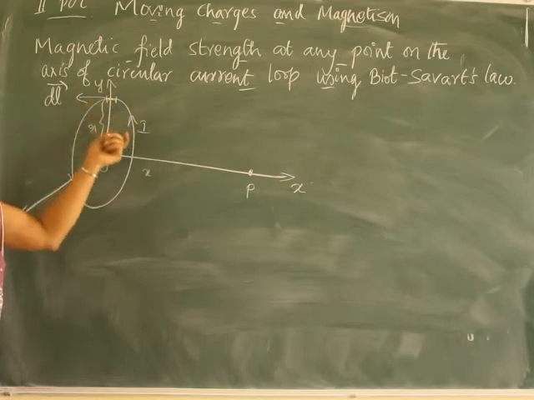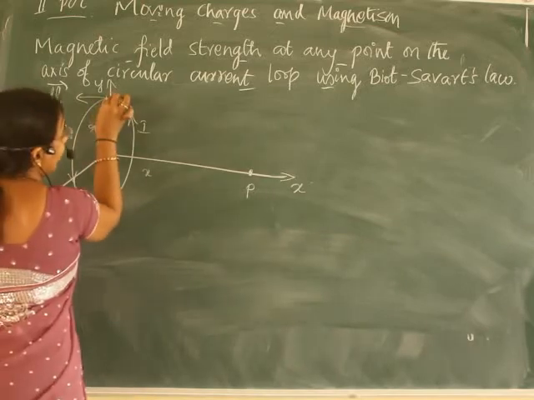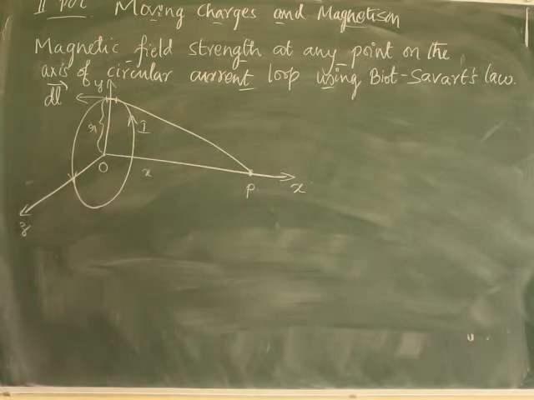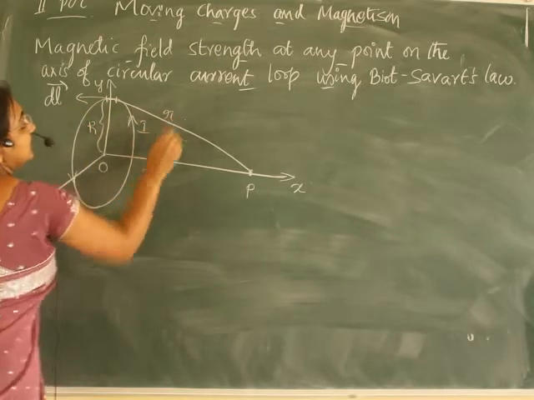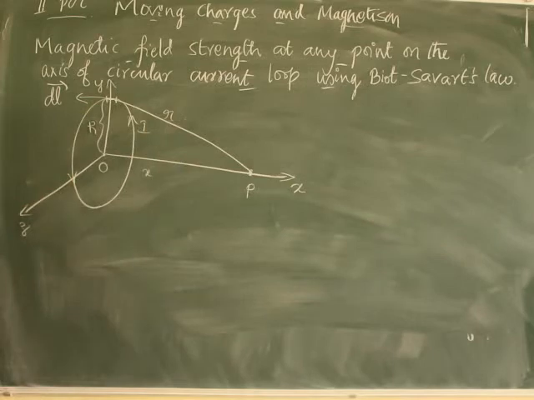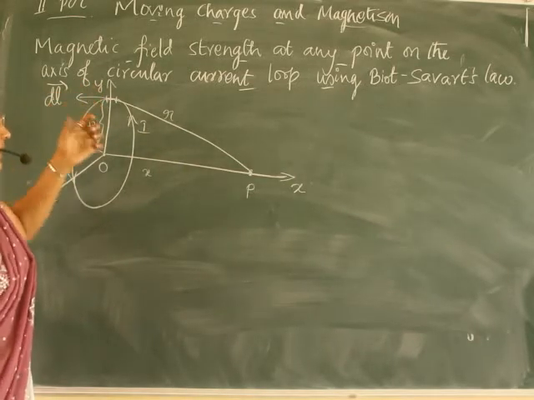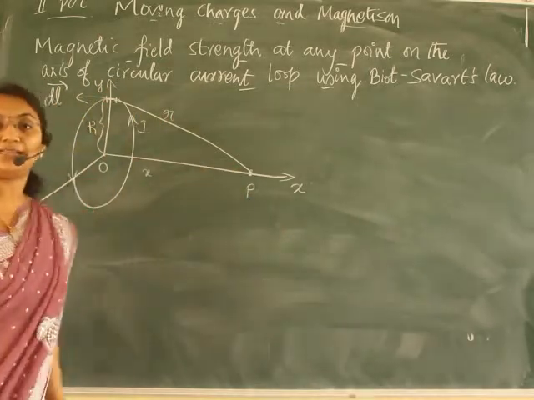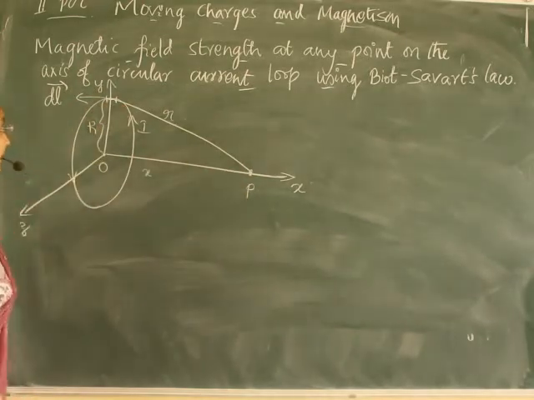Infinitesimal small element of length dl, which is at a distance, which letter will we take? Shall we take it according to NCERT, if you want? Let me mark the radius as capital letter R, and let this distance be small letter r according to your NCERT. So the radius is capital letter R, and the element is at a distance r from the point P.